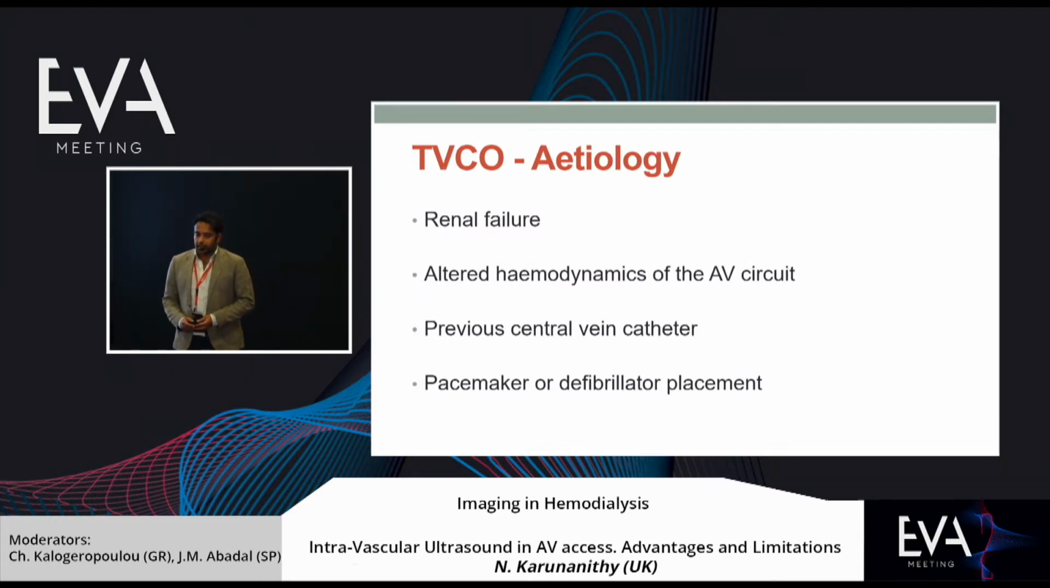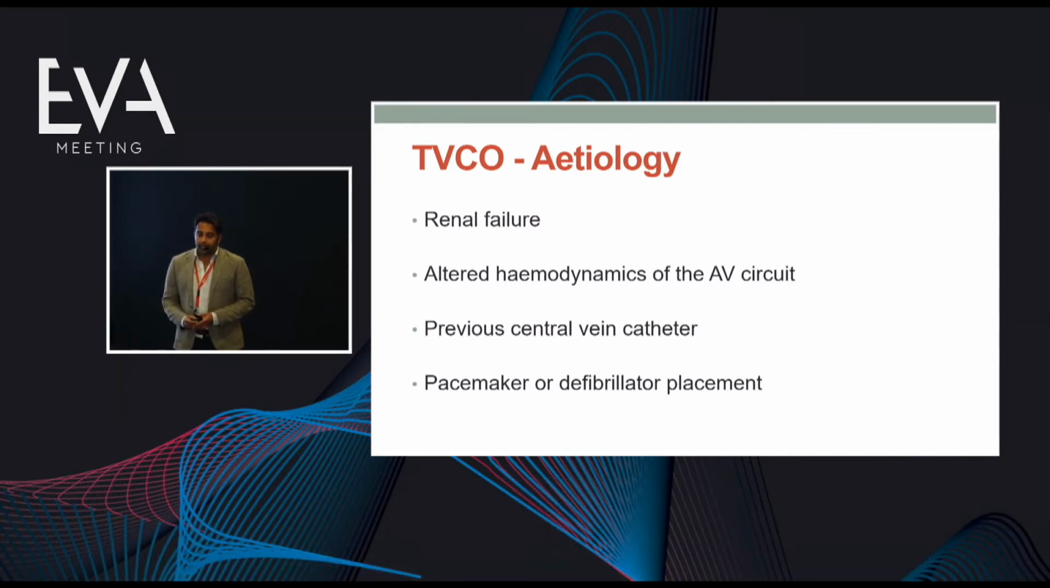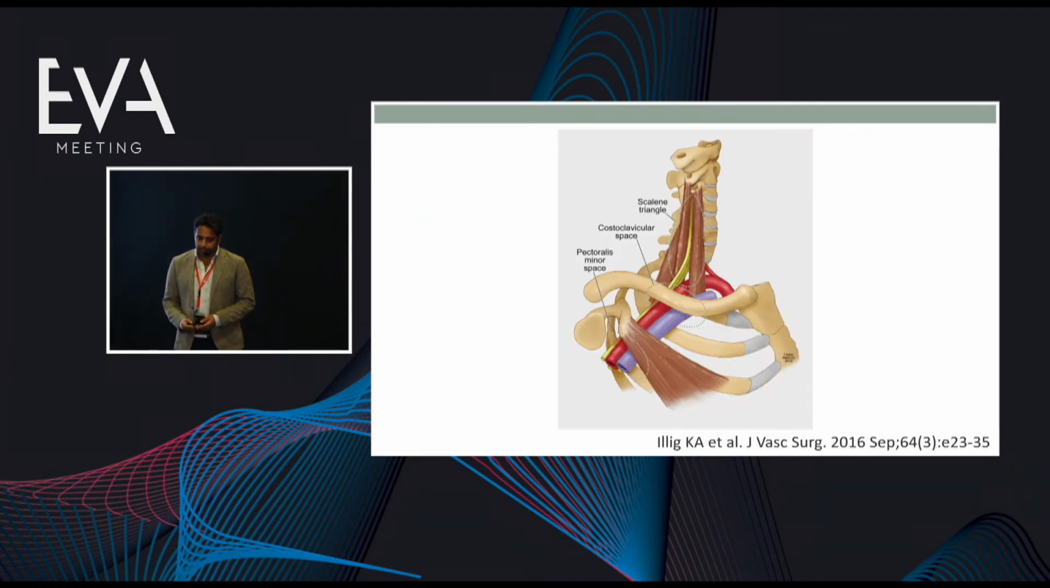And the etiology, as we all know, is multifactorial, contributed by their renal failure, causing a pro-inflammatory state. The altered hemodynamics from the AV access contributes to the development of stenosis. And often these patients may well have had central vein catheters placed and/or other devices. And the difficulty in assessment of the central veins is due to a number of structural factors that we all know, which makes assessment with ultrasound difficult in these locations.